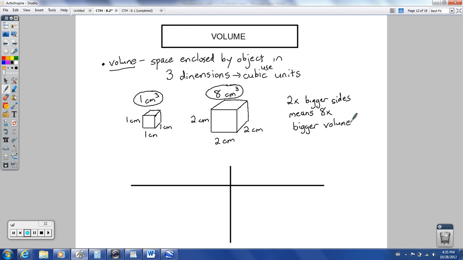It's the cube of whatever you multiplied by. So if this was 10 times bigger, this would be 10 times 10 times 10, which would be 1,000 times bigger volume. It gets pretty crazy. The bigger you go, the faster the volume expands. It's a cubic type of expansion here.